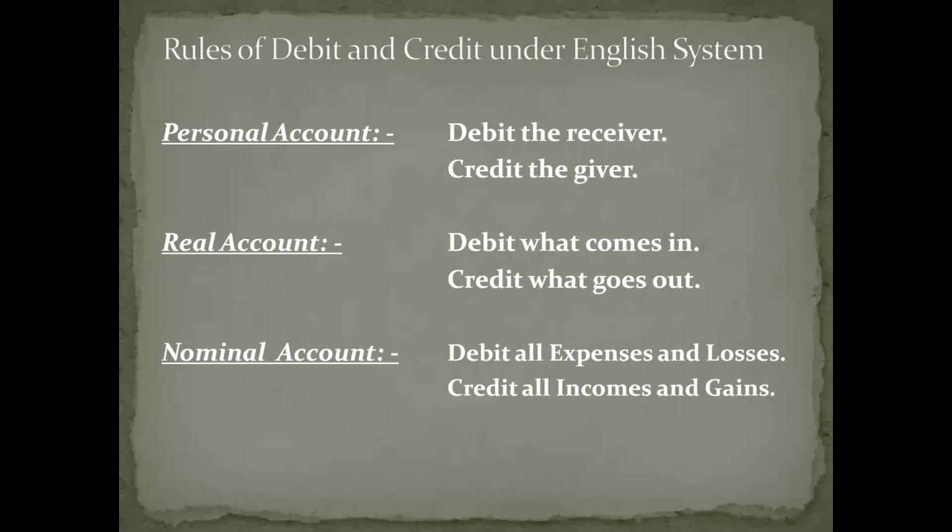So, very simple, personal account: debit is the receiver, credit is the giver. Once again, what is the rule? Debit is the receiver. Credit is the giver.